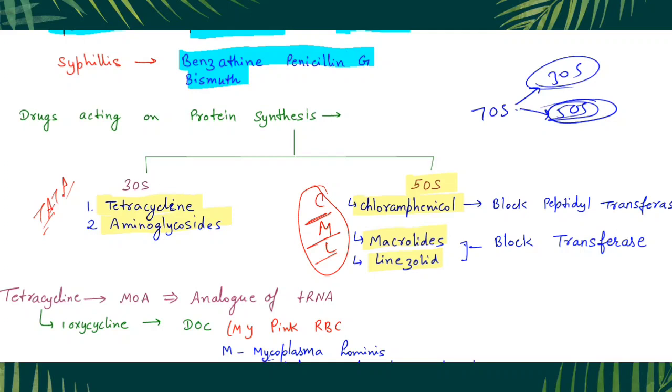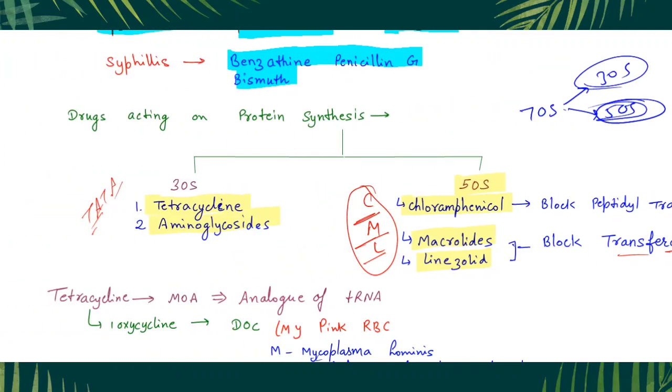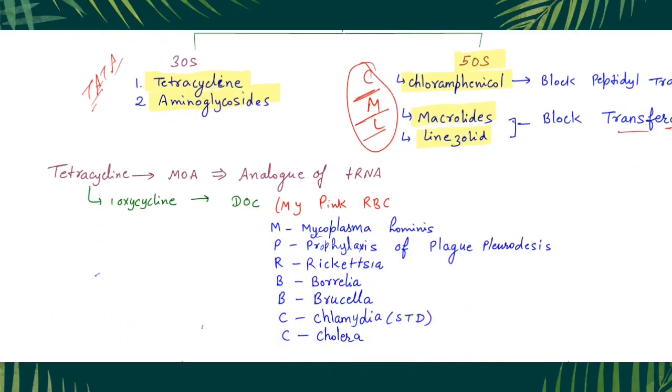Chloramphenicol blocks the peptidyl transferase enzyme, and macrolides and linezolid block the transferase enzyme. Both enzymes are present in bacteria. Then there is tetracycline. What is the mechanism of action of tetracycline? They are analogs of tRNA.